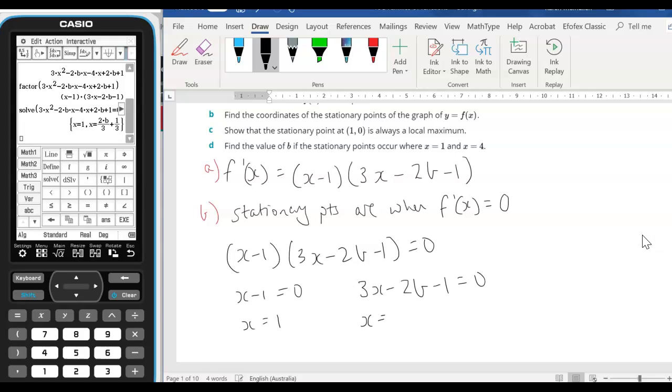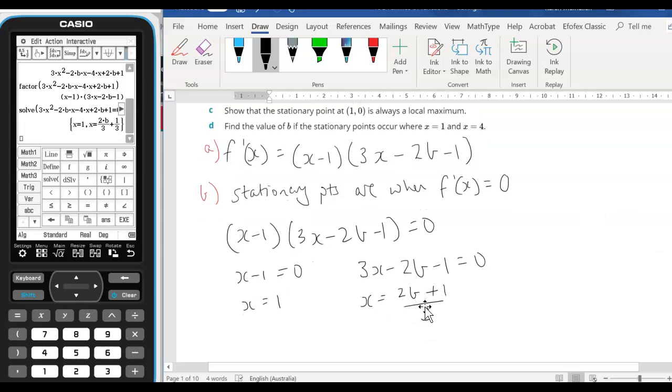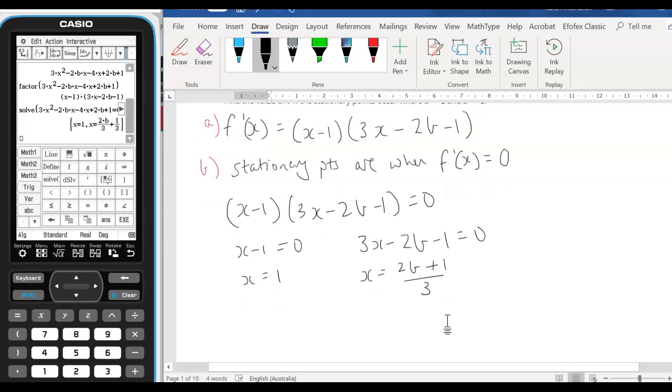Or x equals 2b. Now, they've put it as two separate fractions, but I'm just going to put it as one. So do (2b + 1)/3. All right, but we had to find the coordinates. So we've got x equals 1 and x equals (2b + 1)/3.